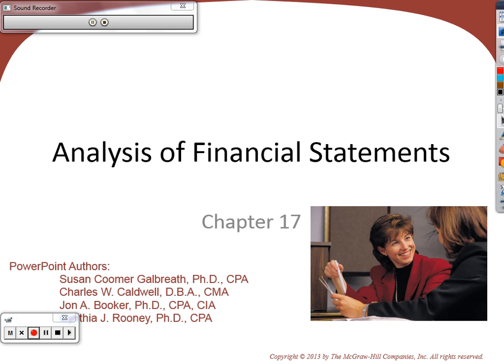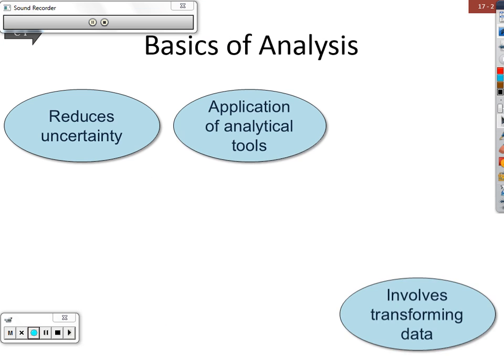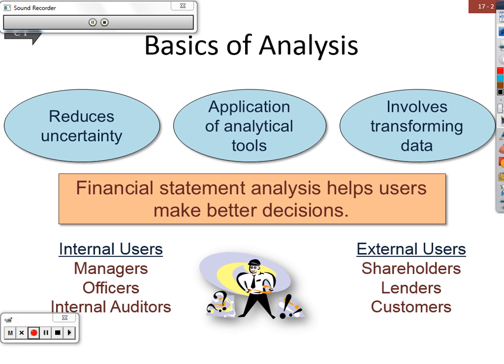So chapter 17 is talking about analysis of financial statements, and we want to talk about what we mean by analysis, what's the purpose of it, why do we do that, right? Generally, the reason why you analyze financial statements is to make some strong business decisions. That's important, right? So doing an analysis is going to help companies or managers or internal and external users to reduce any uncertainty with financial statements.